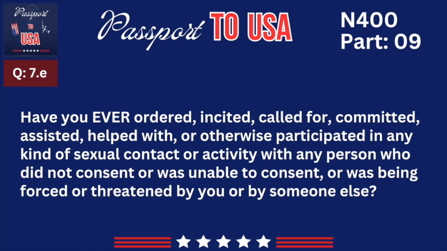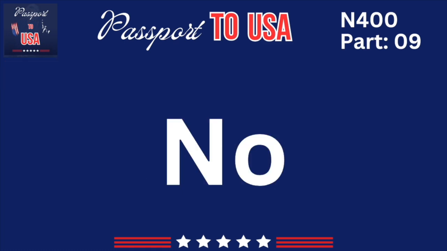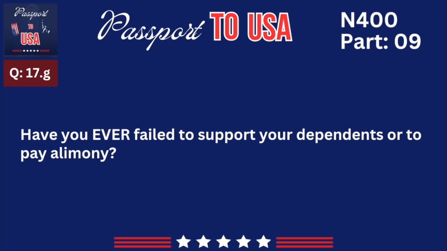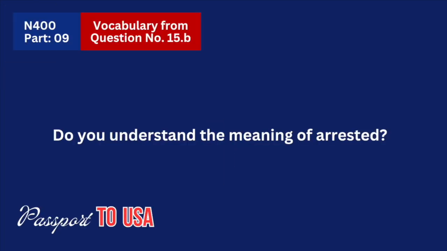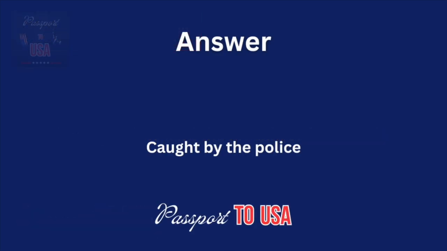Have you ever ordered, incited, called for, committed, assisted, helped with, or otherwise participated in any kind of sexual contact or activity with any person who did not consent, or was unable to consent, or was being forced or threatened by you, or by someone else? No. Have you ever failed to support your dependents or to pay alimony? No. Do you understand the meaning of arrested? Caught by the police.